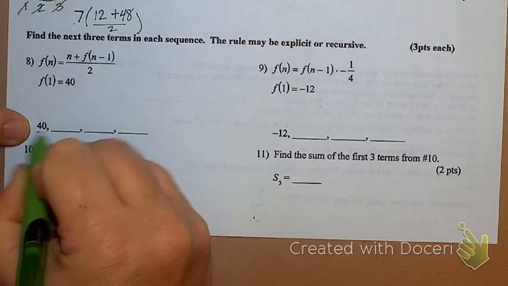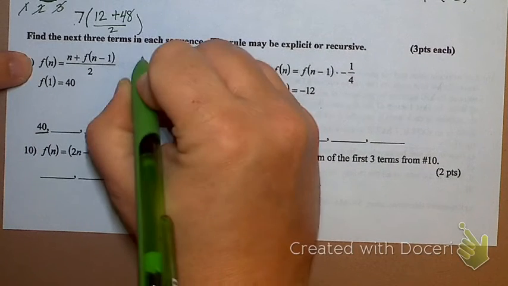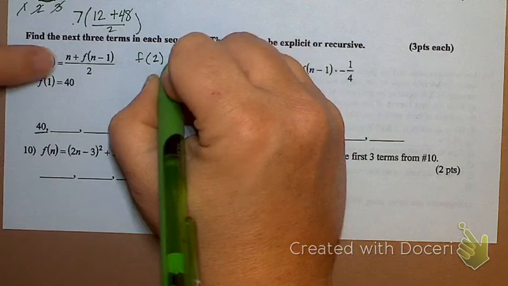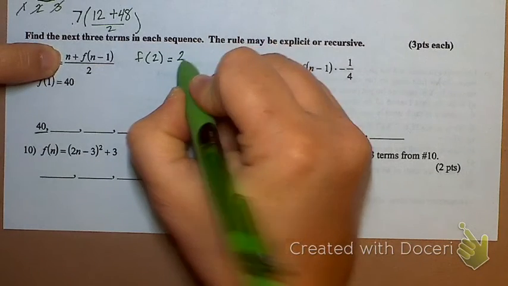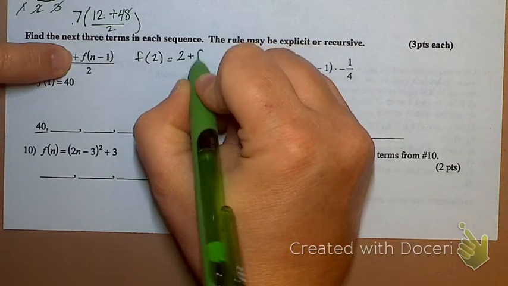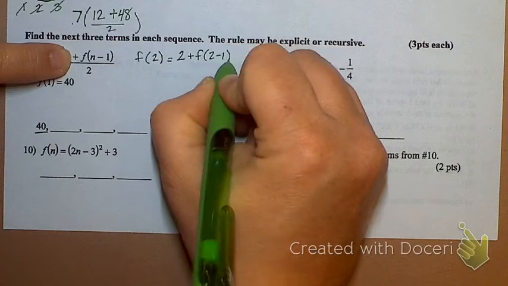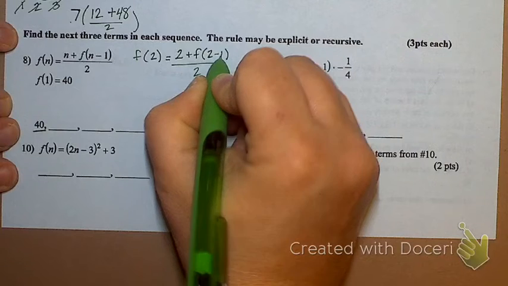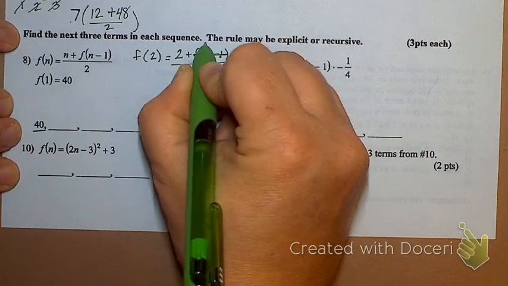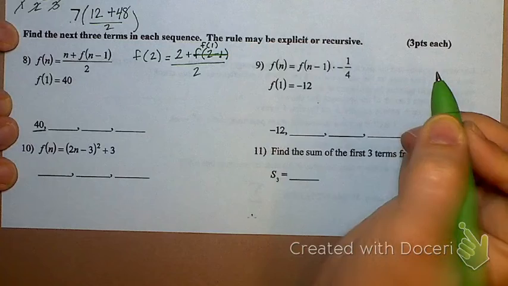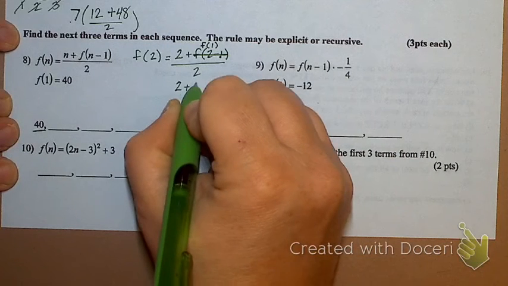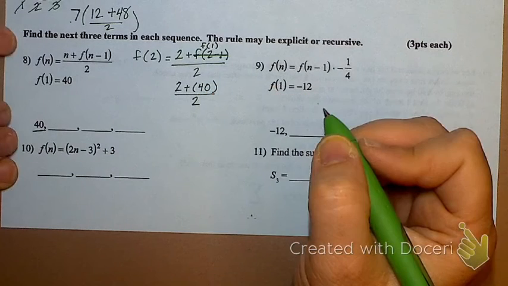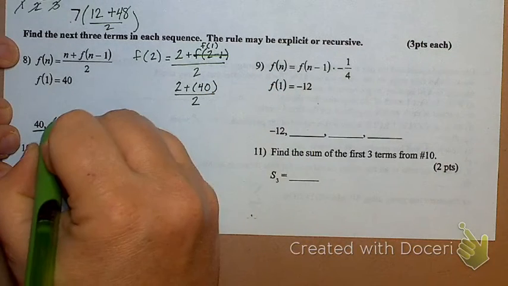So let's see, I'm going to plug in 40 into the first term. So if I'm trying to find the second term, right, I'm going to say that n is 2 because I'm trying to find the second term, plus f of 2 minus 1 over 2. What is 2 minus 1? So they're really asking me right here for f of 1. Do I know what f of 1 is? Yeah. What is it? 40. So it's 2 plus 40 divided by 2. What is 2 plus 40? 42. Divided by 2 is? 21.